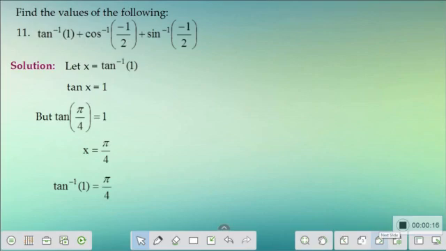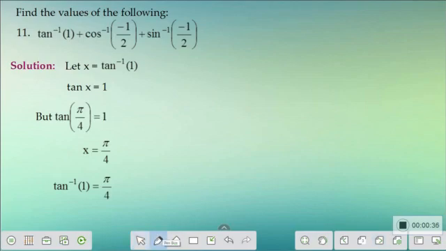Here we have the 11th problem of the exercise. Find the values of the following. The 11th problem is tan inverse of 1 plus cos inverse of minus 1 by 2 plus sin inverse of minus 1 by 2. We need to find the value of all this.